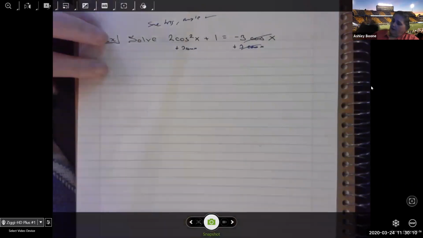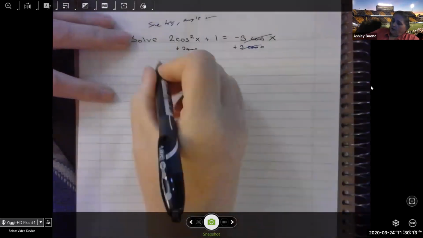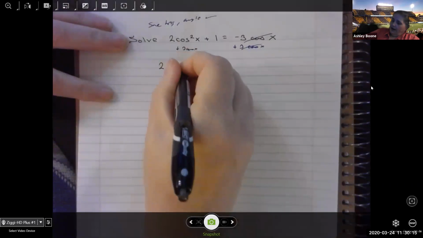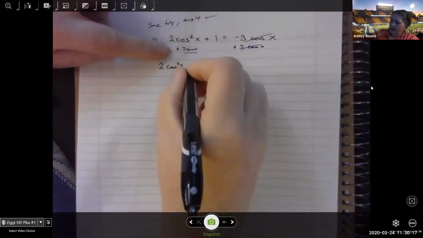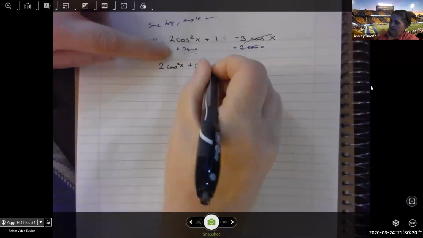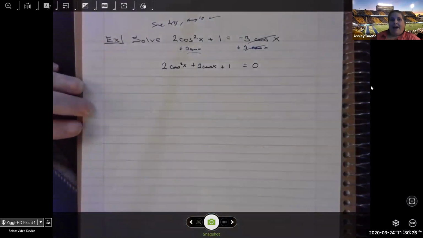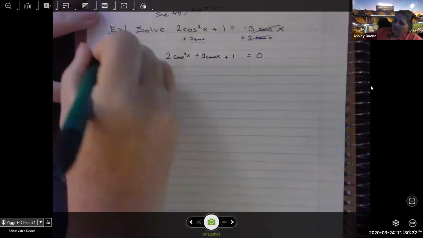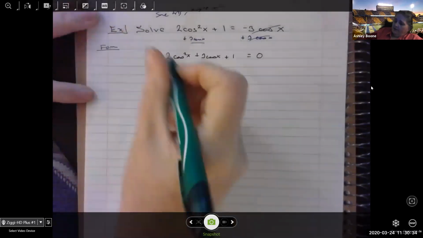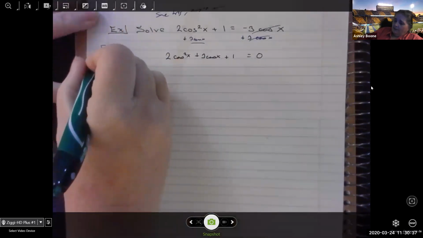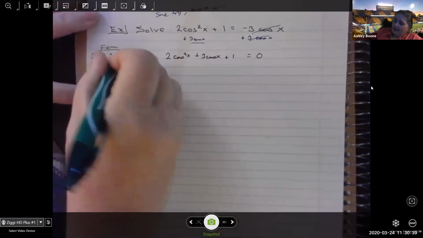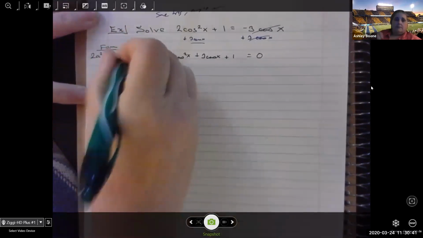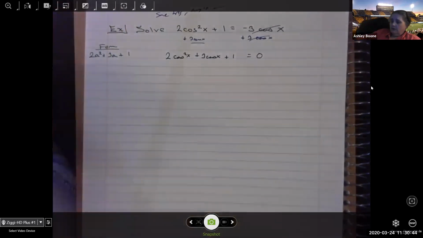And that's going to give me 2 cosine squared x. I'm going to put the 3 cosine x in the middle, plus 1 equals 0. Now, we haven't factored trig functions, but we have factored things that are trinomials. Notice the form of this. The form fits 2 times something squared plus 3 times that same something plus 1. It's a trinomial.